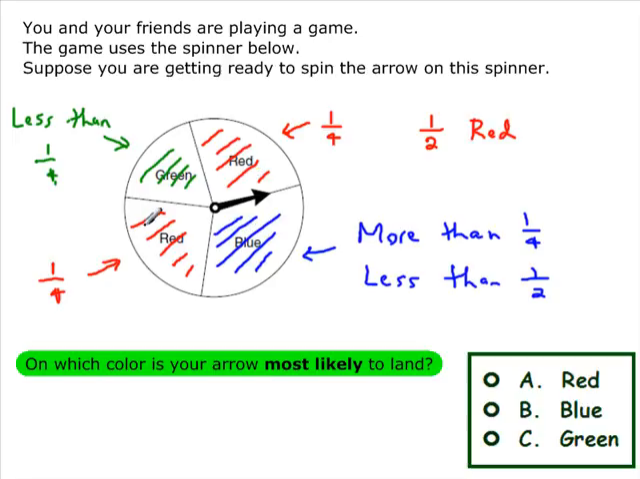It's either going to land up in this area or in this area most of the time. I shouldn't say most of the time, but it's most likely if you just spin the spinner once, twice, three times, it's most likely to land in here. So red, A, is the correct answer.